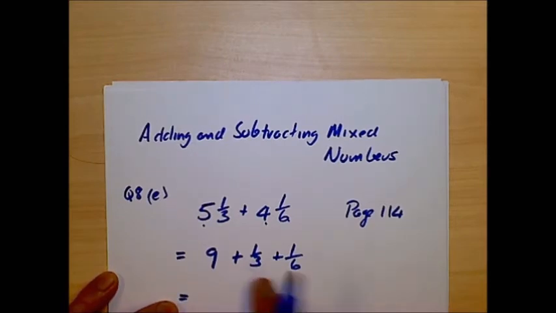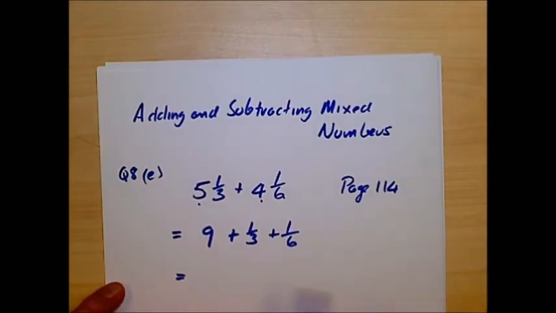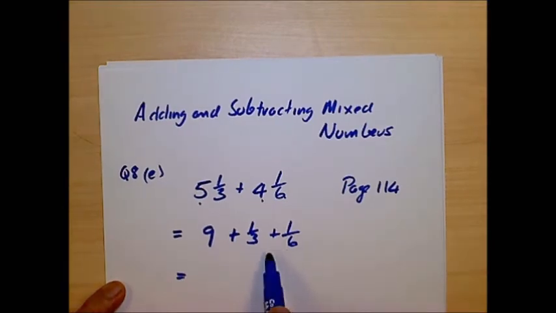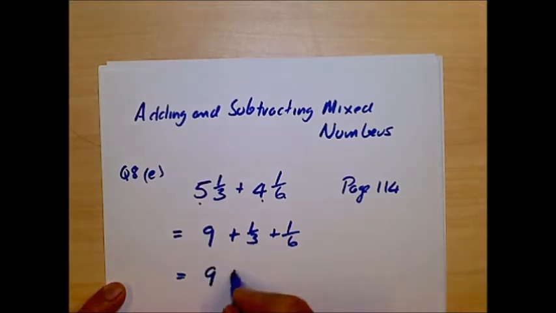And then if we look at the 1/3 and the 1/6, we can see that we can only add those together if we make the denominators the same. So we can make the denominators the same by writing an equivalent fraction for 1/3 as being 2/6. How do we change that? We simply multiplied the denominator by 2, so therefore the numerator had to be multiplied by 2. So that would be equal to 9 and 3/6.